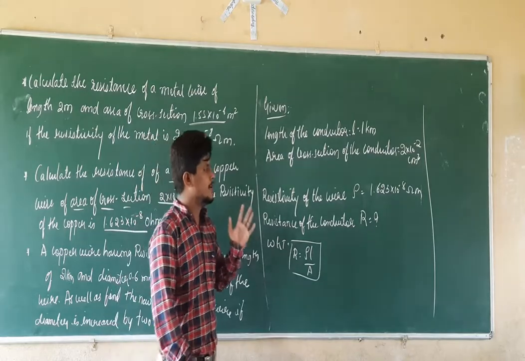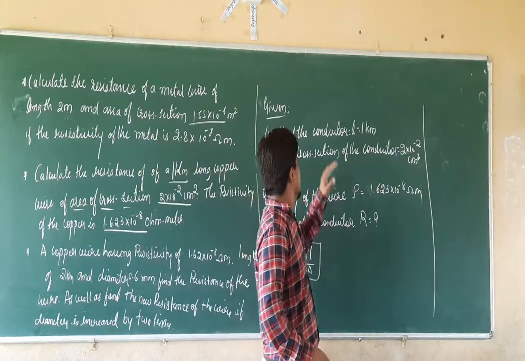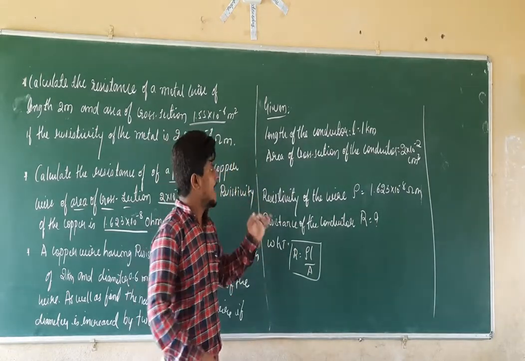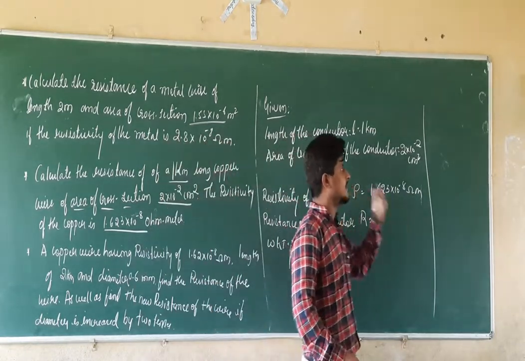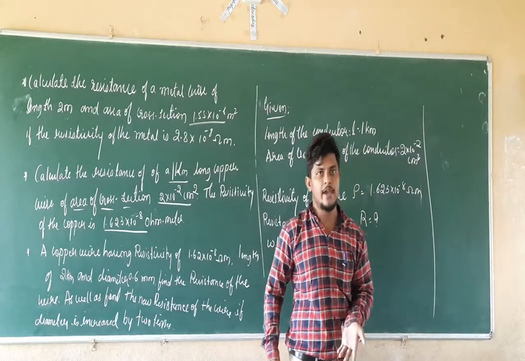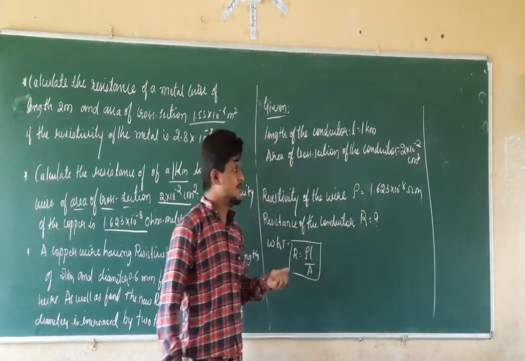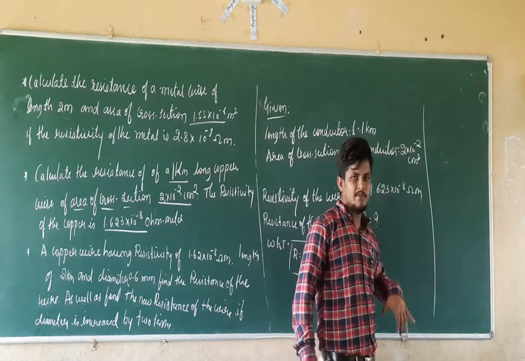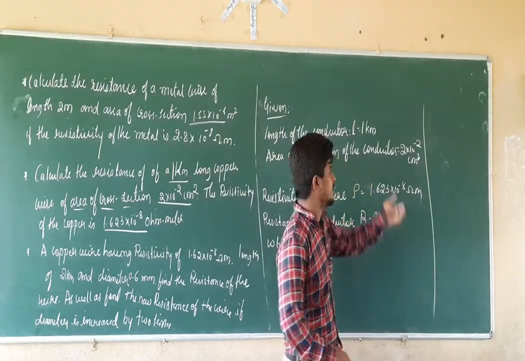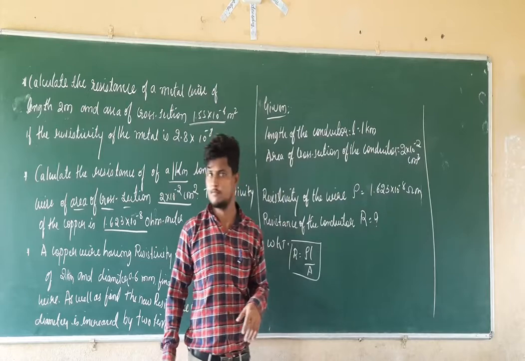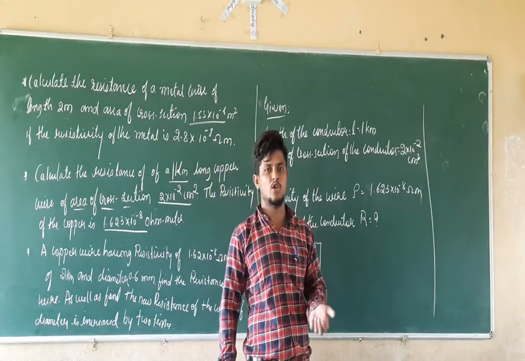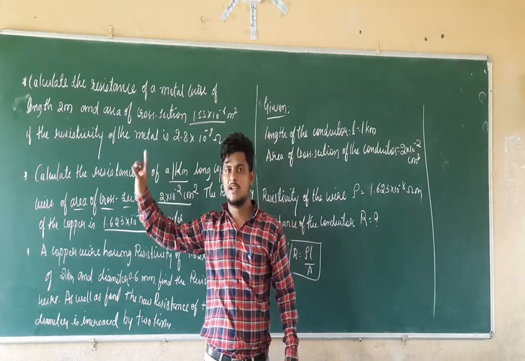So if you check the given data here, the length of the conductor is given in kilometers, the area of cross section of the conductor is given in centimeter square, and the resistivity of the conducting material is given in ohm meters. Is it possible that we are going to get the accurate answer by using these units? No. Before solving, before giving the formulas, I told you that I had written a table there.